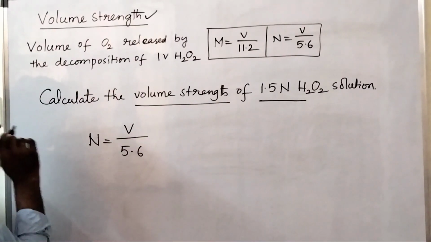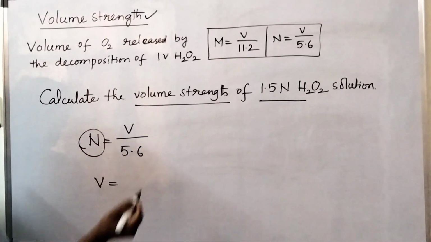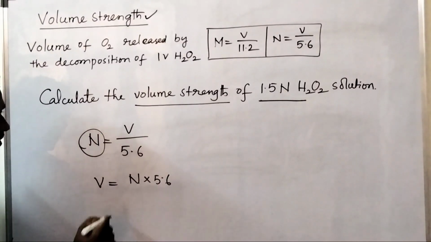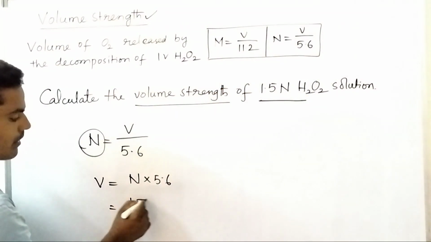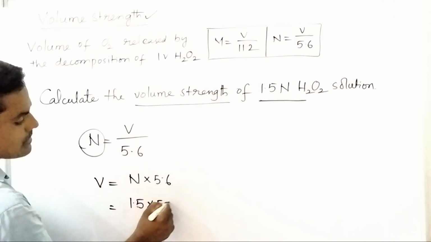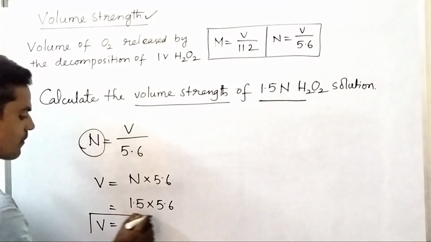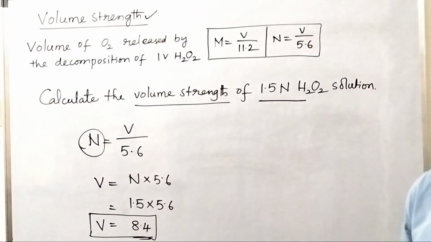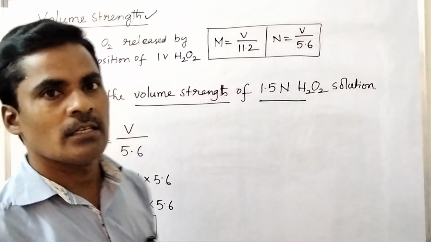Now here normality is given, we have to calculate volume strength. Rearrange this formula: volume strength equals normality into 5.6. Is it clear? Normality given is 1.5, so 1.5 into 5.6 equals 8.4. This is the volume strength of that solution. I hope you understand. Is it clear or not? Yes, it is very simple, and it is also very important.